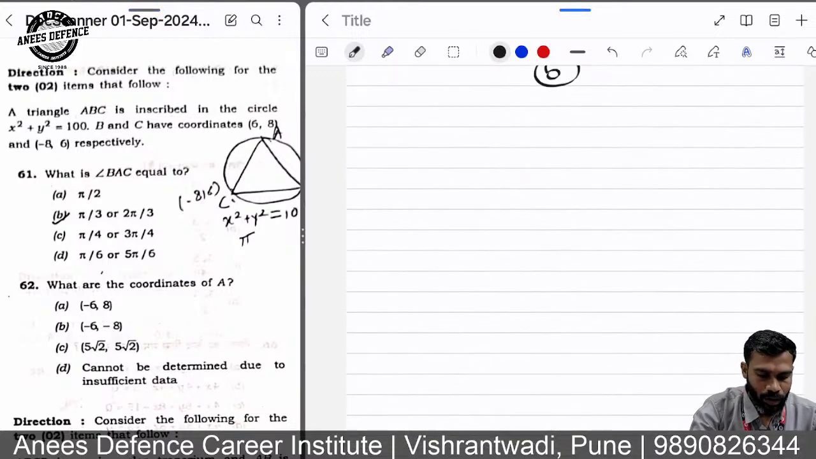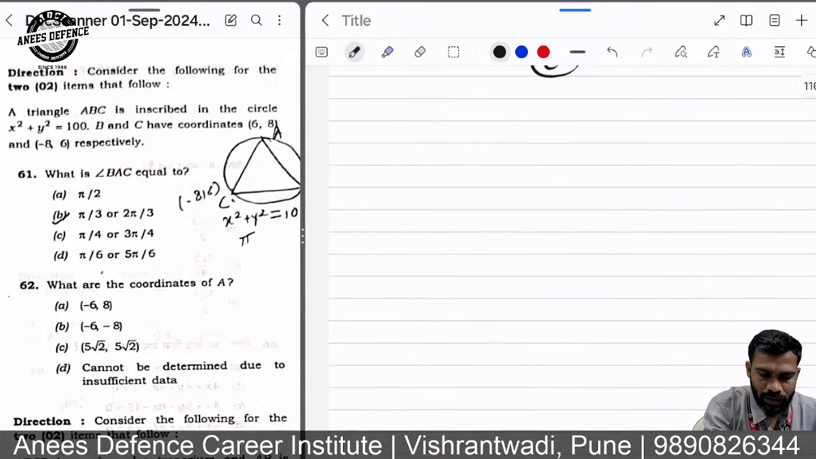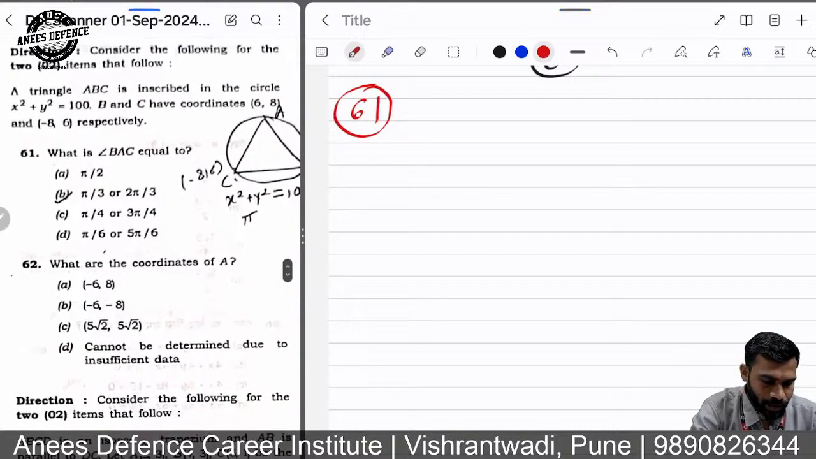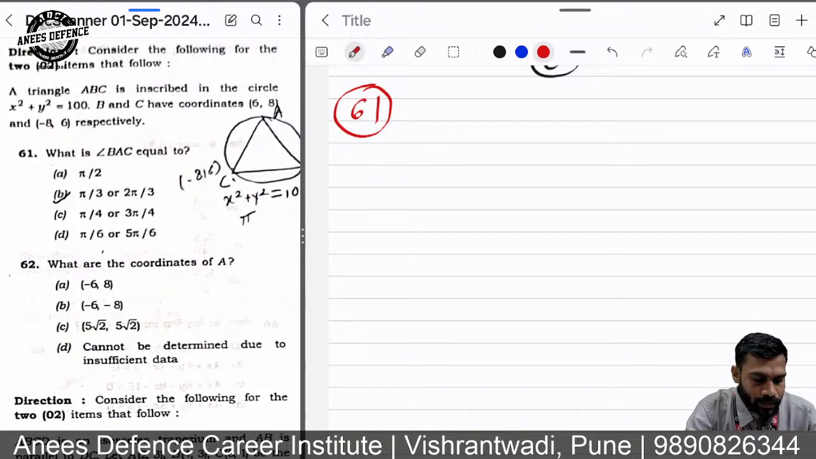So let us solve question number 61. What is there in this question? See, triangle ABC is inscribed in a circle x square plus y square is equal to 100, right? It means it is a standard circle with radius 10, and of course the center will be at origin. B has the coordinates 6, 8, and C has the coordinates minus 8, 6. So let us draw the diagram.